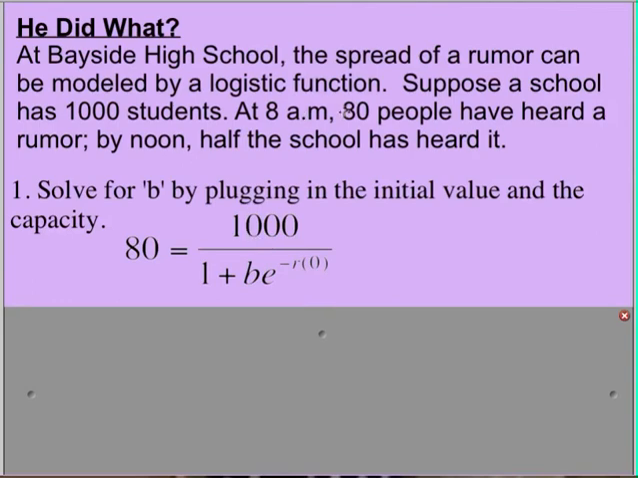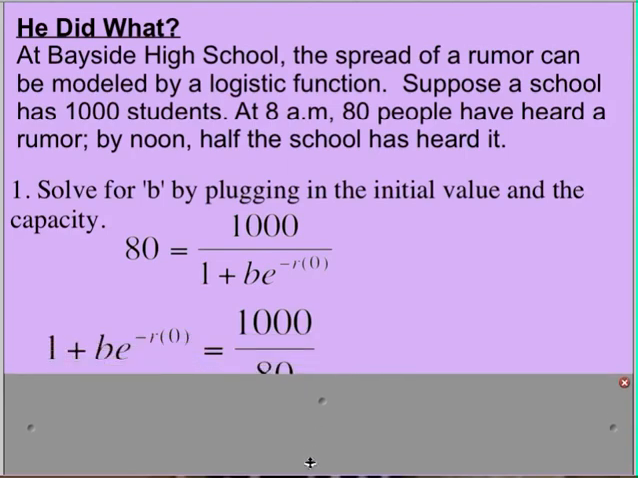So it said at 8 a.m., 80 people have heard the rumor. We can't plug in 8 for our X. We're going to say that 8 a.m. is represented by time T equals 0. So I plugged in 0 for the time, 80 for Y, and 1,000 in for the carrying capacity, because this high school only has 1,000 students. So forgetting about all social media, if you had a rumor just in a high school, it can only reach the 1,000 students that the high school has.